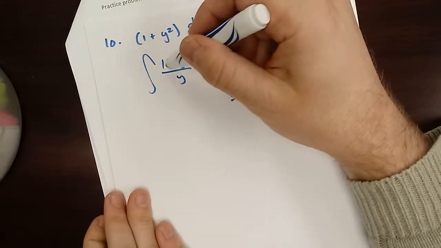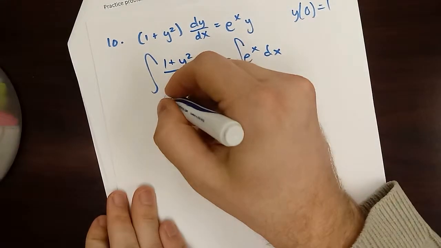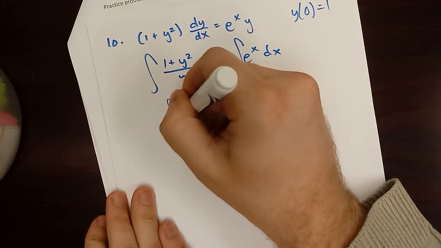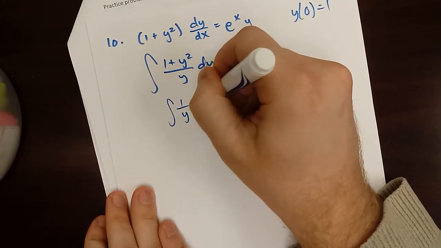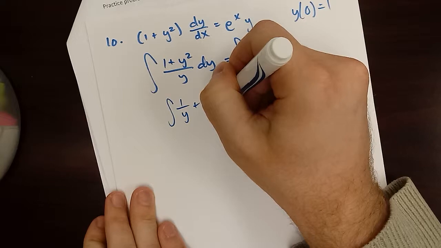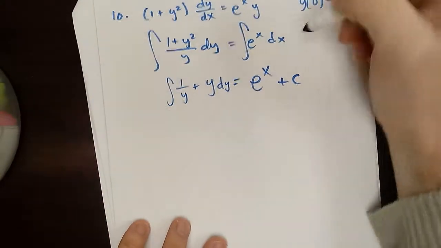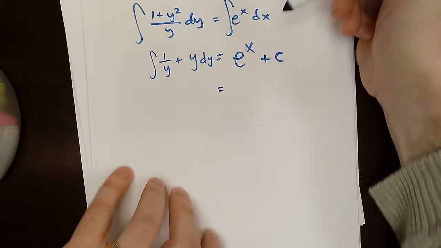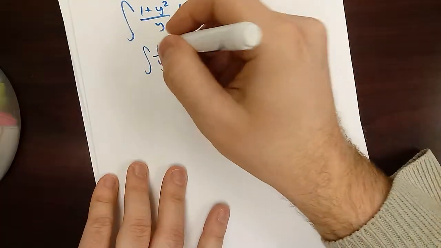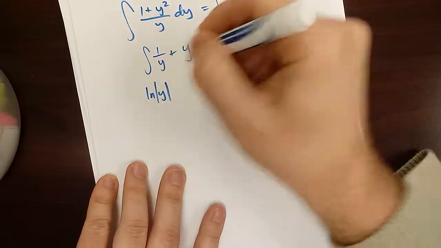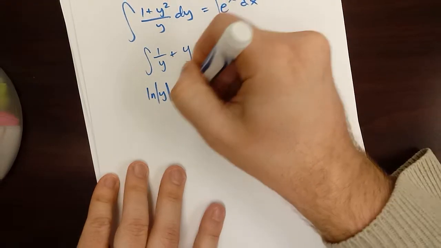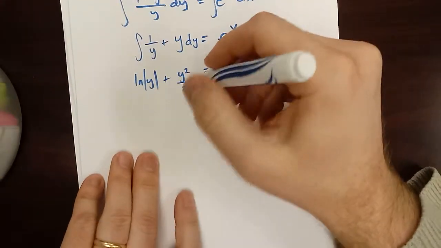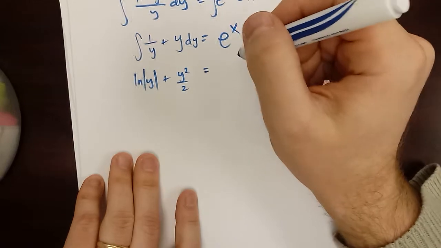Left-hand side, well, we're dividing both by y, right? So why don't we just break it up and say 1 over y plus y squared over y. Wait, that's 1 over y plus y dy. You might remember this from the notes on this. So integral of 1 over y is just natural log of absolute value of y, and then that's y squared over 2. That was not that hard.